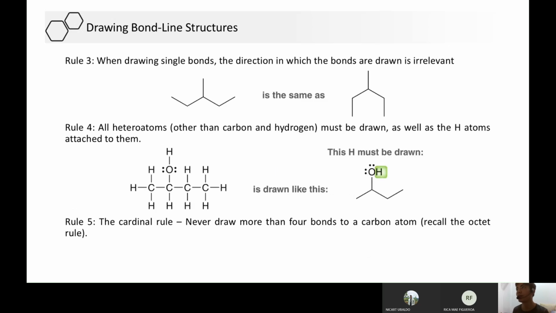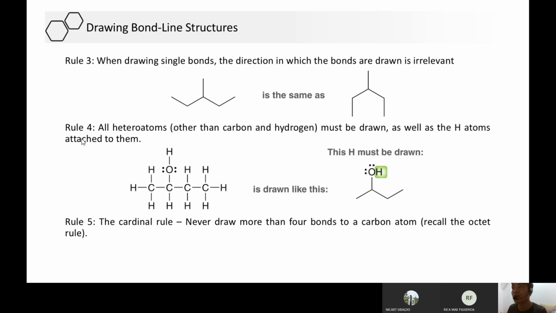Okay, rule number 3. When drawing single bonds, the direction of the bonds is irrelevant. So this drawing is the same as this one. So what did we do there? We just moved this one down. Still the same. But sir, which one is correct? Both are correct. Although, visually, I prefer this. It's more pleasing to the eye, because I still follow the zigzag.